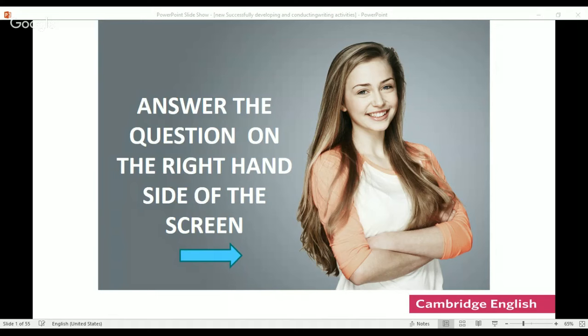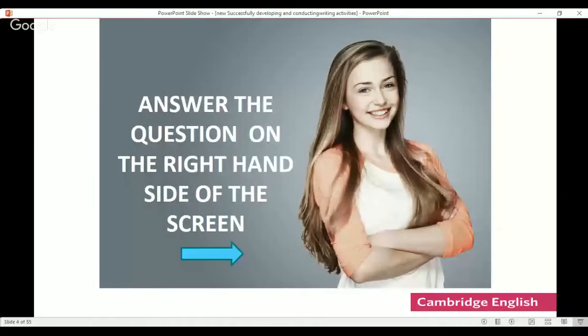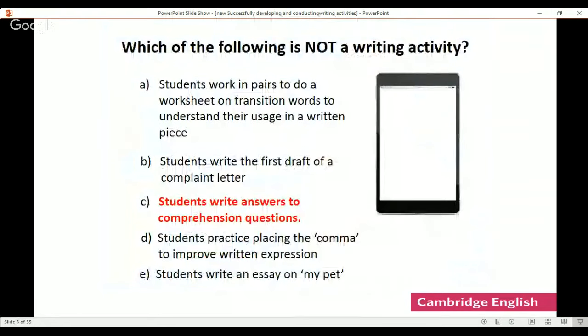Okay, all our participants have selected students write answers to a comprehension question as an activity which is not a writing activity. Let's see if that answer is correct. That is the correct answer. Students writing answers to comprehension questions is not a writing activity, but rather a reading activity, a reading comprehension activity.